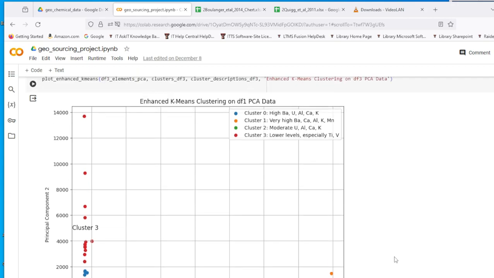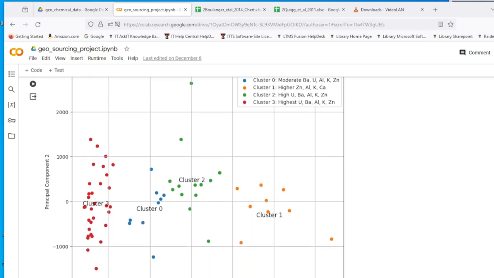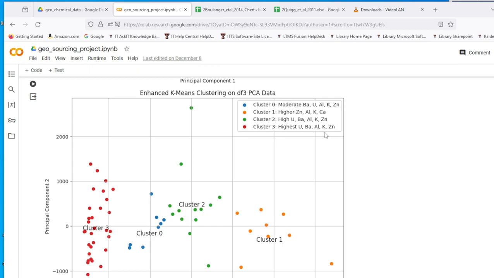Between these two, see if you look at these, this here has the blue as a cluster of high barium, uranium, aluminium, calcium, and potassium. Very high for barium, calcium, aluminium, potassium, and Mn. Not sure what that is, but I have a different clustering pattern for DF3, where barium, uranium, aluminium, potassium, and zinc are here in blue and defined as moderate.